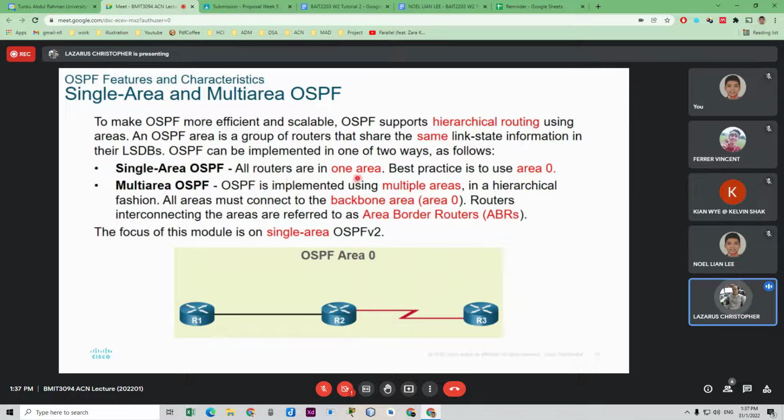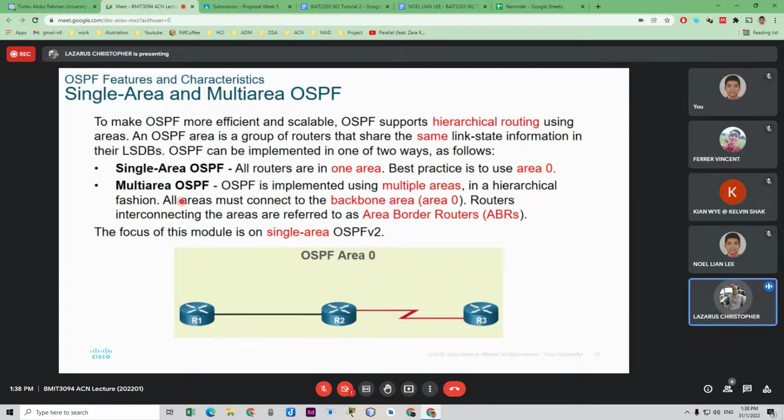OSPF can be implemented in one of two ways: single area or multi-area. In single area, all routers are in one area. Best practice is to use area 0. Why? Because if you start with area 0 and happen to scale up later to multi-area, you already have area 0, so you can just create area 1, 2, 3, 4 in sequence. Rather than if you start with area 5, then what about 1, 2, 3, 4? Or should you go 6, 7, 8? So it's best to use area 0 as your single area.